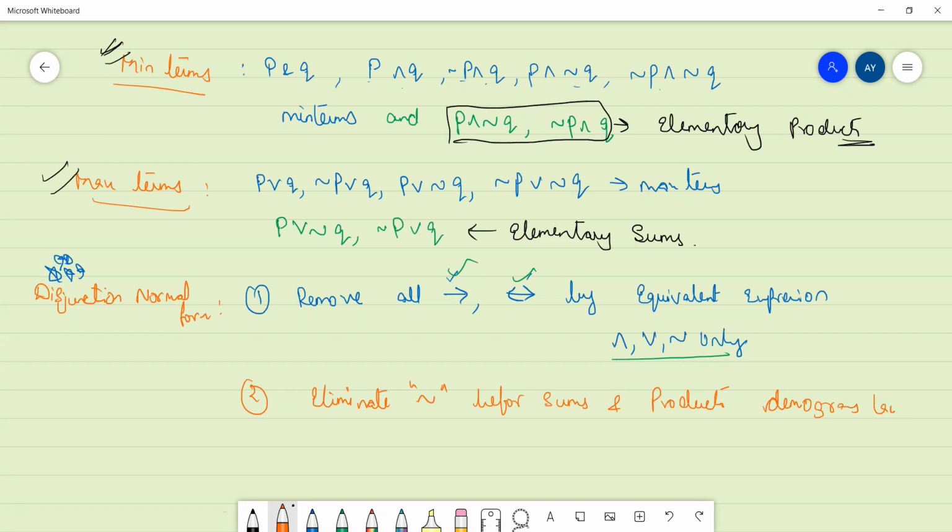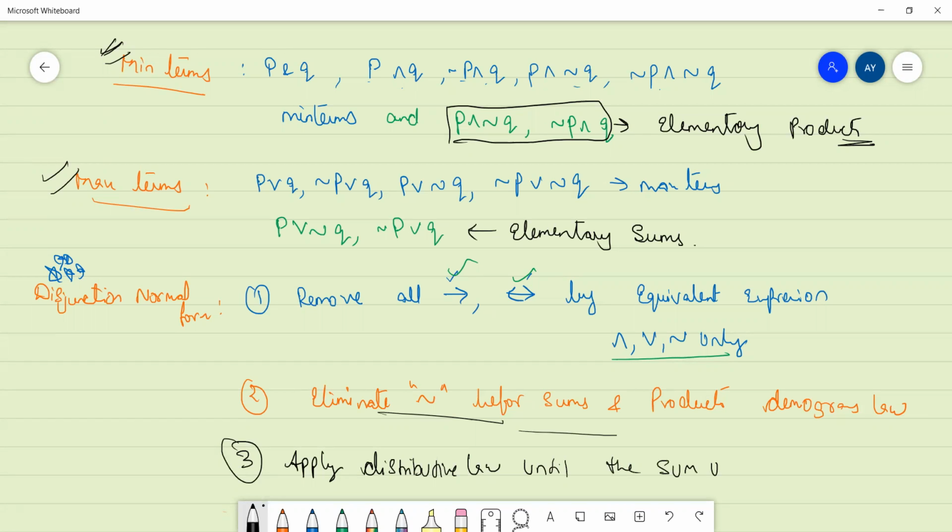And the third and final step is to apply the distributive law until a sum of elementary products is obtained using step 2. Which law do we apply? Distributive law. I hope you remember what De Morgan's law and the distributive law are. So apply the distributive law until the sum of elementary products is obtained by step 2.